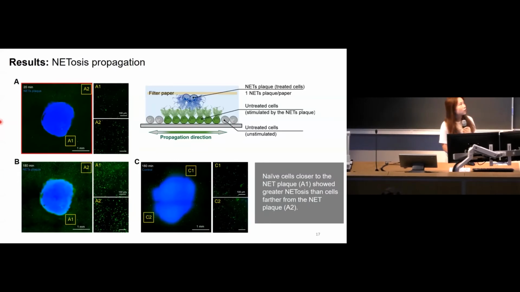And we also have a control group here, as shown in figure C. Instead of using the NES plaque on the top, we have naive cells on top and naive cells at the bottom. And we didn't see much NET release within 180 minutes.